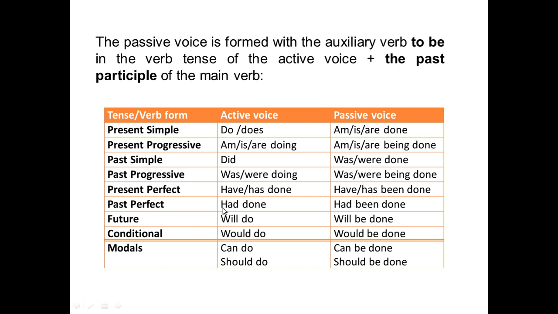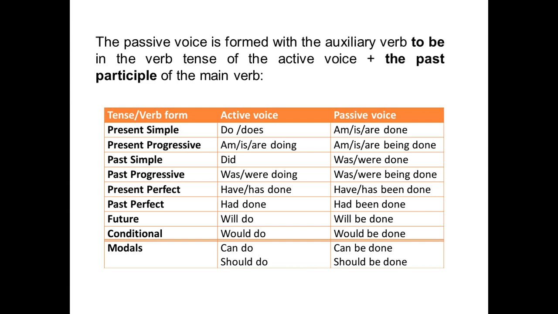Past simple: We did the vocabulary yesterday. The vocabulary was done yesterday. I was walking my dog. My dog was being walked by me. Present perfect: Volkswagen has produced the Gol. The Gol has been produced by Volkswagen.